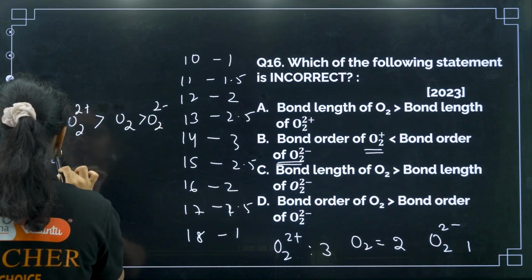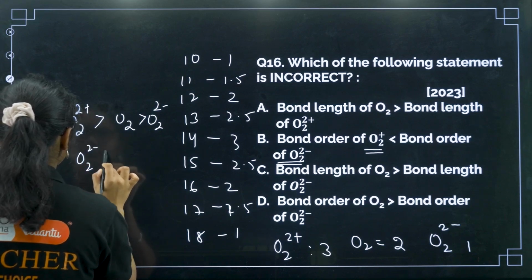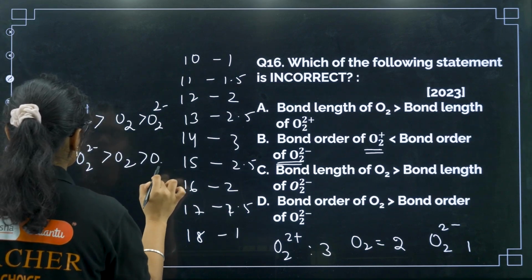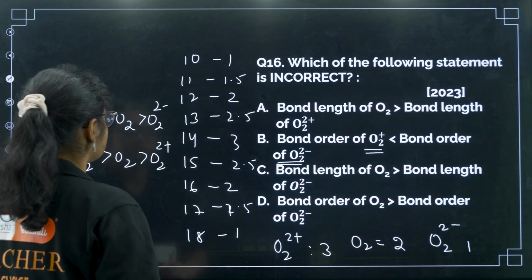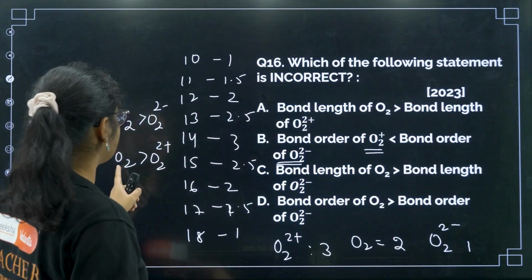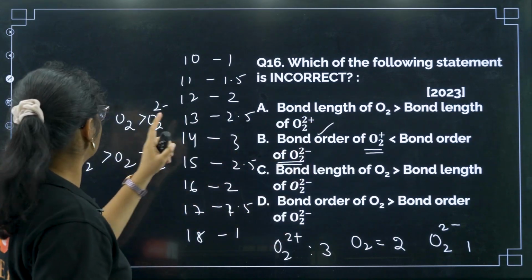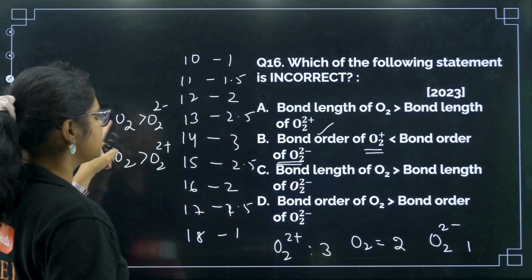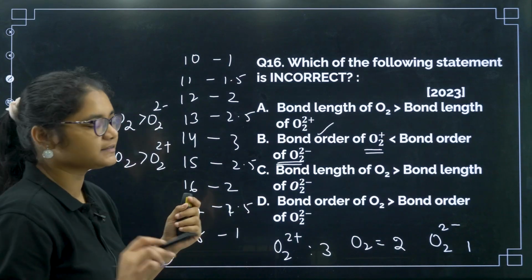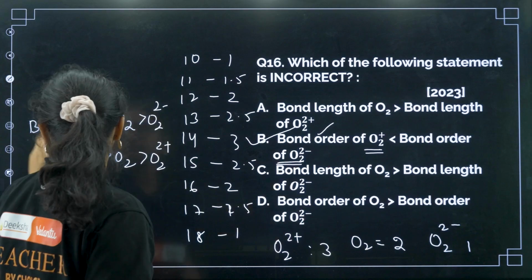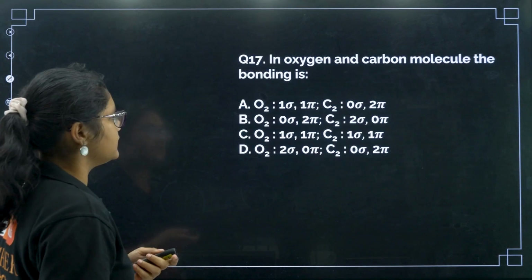What is the bond length order then? It is O2 2 minus, O2 and O2 2 plus. So now if we see the first one, the bond length of O2 is greater than O2 2 plus, this is a correct statement. The bond order of O2 2 plus is less than the bond order of O2 2 minus, this is an incorrect statement, so option number B is the correct answer here.